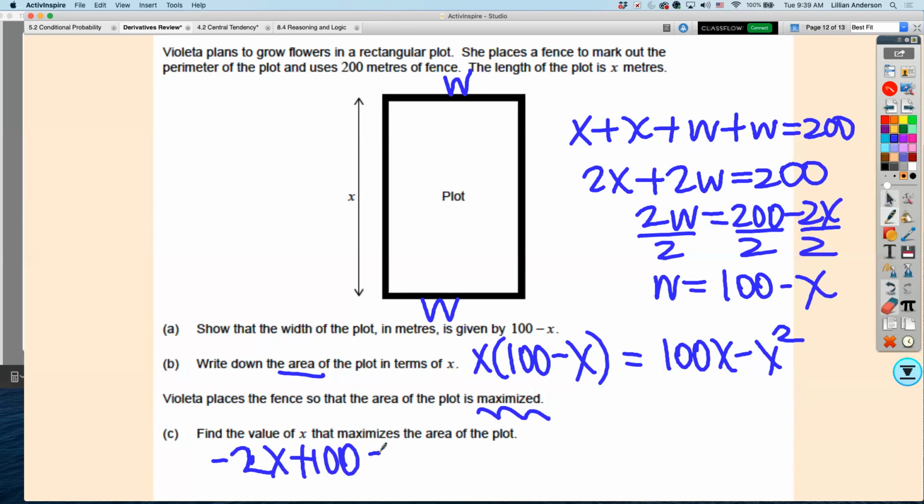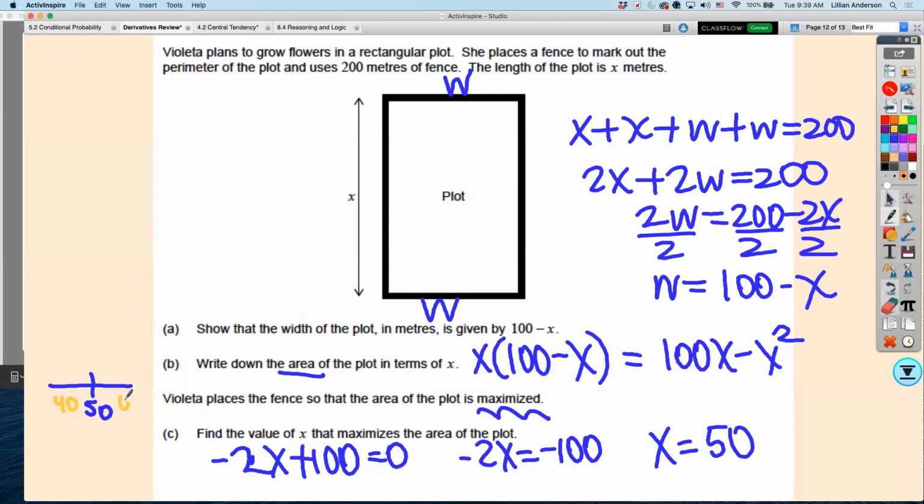Negative 2X plus 100. If I set that equal to 0, I'll get negative 2X is equal to negative 100. So X is going to be equal to what? 50. 50 is going to be what maximizes it, but you can always check. On a number line, if I plug in a test point, such as 40 and 60, into the derivative, that gives me negative 80 plus 100, which is a positive number, and then negative 120 plus 100, which gives me a negative number. If I go from positive to negative, that is indeed a maximum, okay?